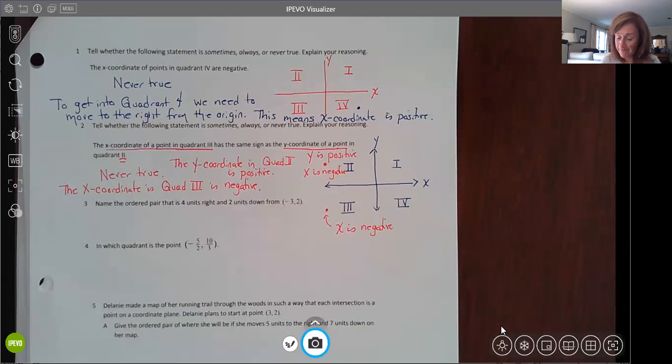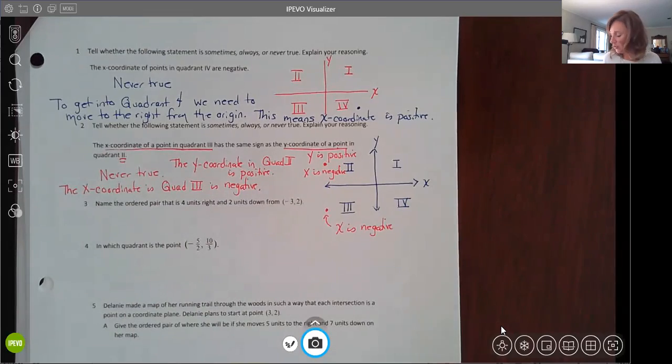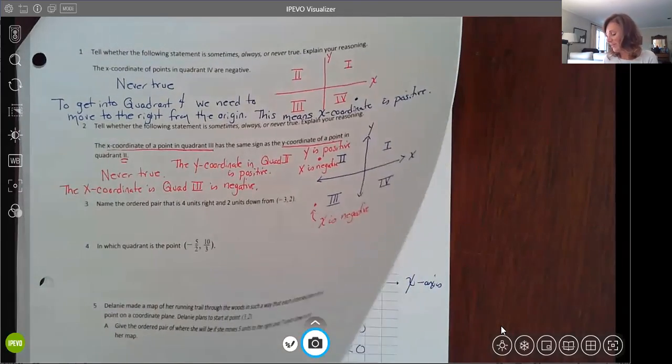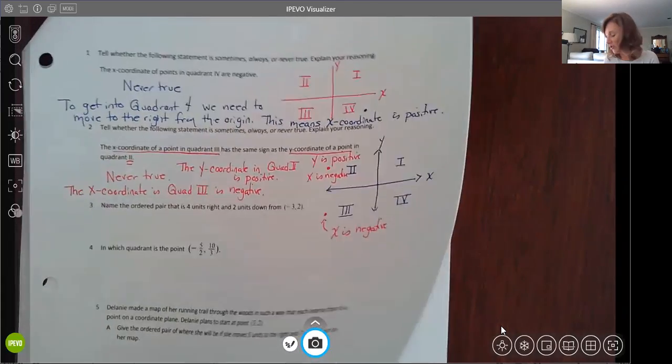All right, ready? Let's try one more. It says, name the ordered pair that is 4 units right and 2 units down from -3, 2. So if you have graph paper, you could use graph paper to do this. I'm just going to use some of the graph paper that we have on a different page.